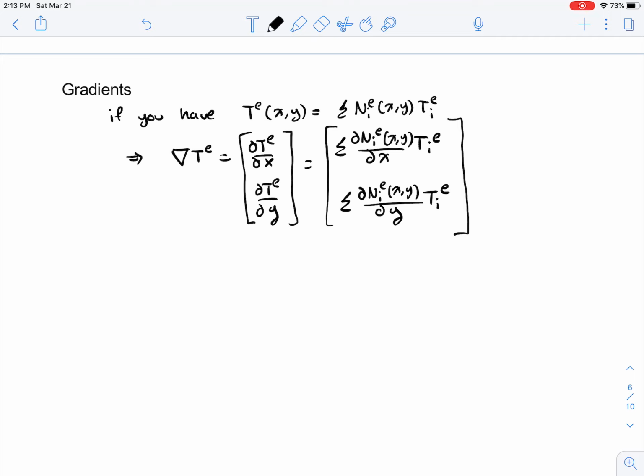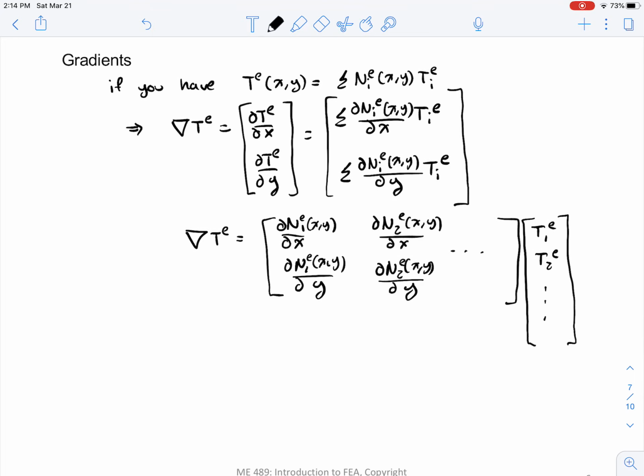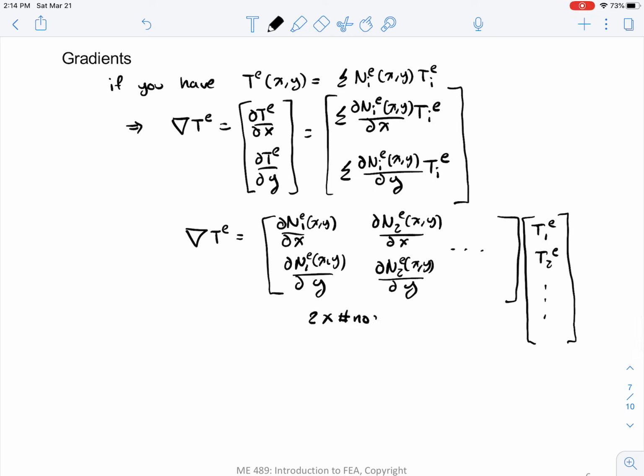And you can also change this to matrix notation. So instead of having this, it's convenient to put all the gradients in one matrix. So I'm going to put partial of n1 with respect to x, partial of n1 with respect to y, partial of the second shape function with respect to x, partial of the second shape function with respect to y, and so on, and that times the nodal values t1e, t2e, and so on. So now this is a matrix that is 2 times the number of nodes, and this is a vector of number of nodes times 1.